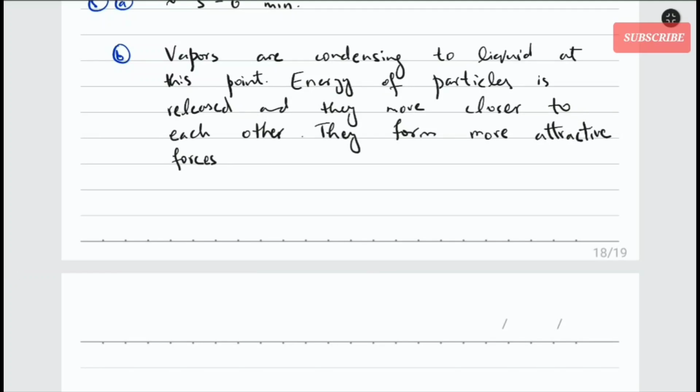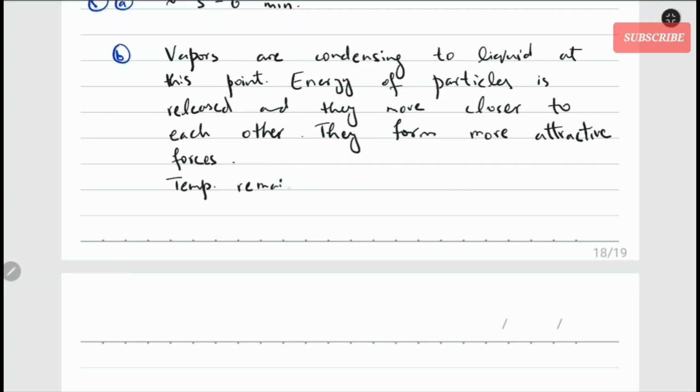Okay, so the kinetic energy at this point, when the steam or the vapors are changing into liquid, although energy is released and particles are coming closer to each other, what happens is that overall the temperature would not change unless and until all the vapors have changed into liquid.